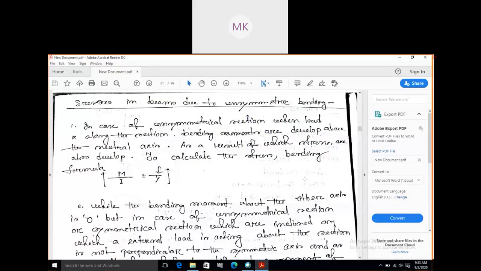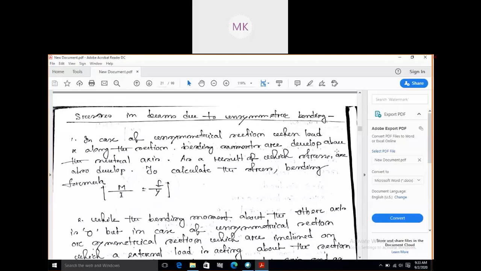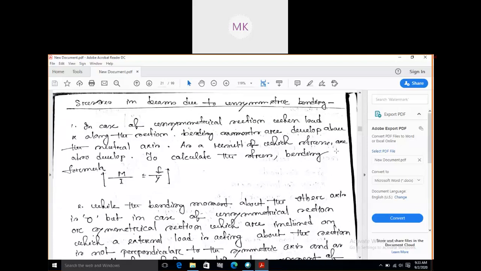Okay, good morning, all. Today we will start this topic. All of you, please take out your notes and go through this. Today we'll do this topic. This is the last topic of the first unit.